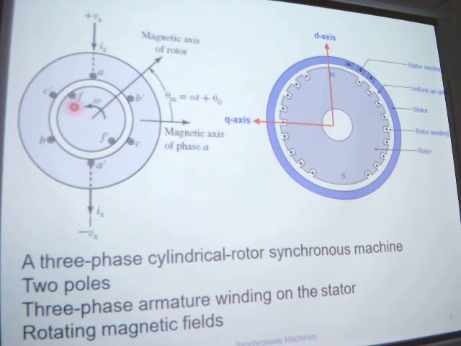And the field winding F and F prime is the rotor winding. The rotor winding also represents a distributed winding, just like this figure. It's distributed. There are many windings on the rotor, but for simplicity, we just use F and F prime to represent it.